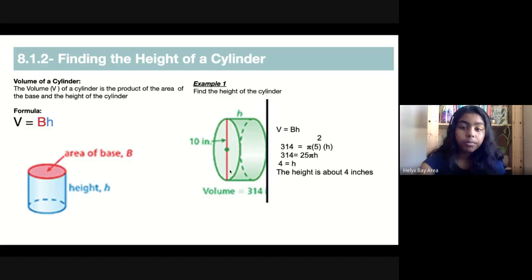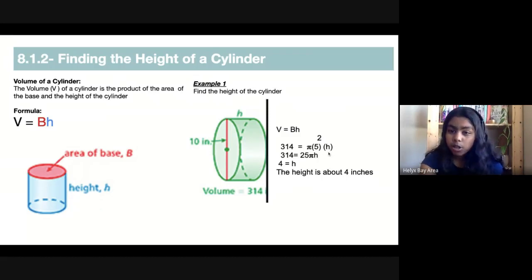So if the diameter is 10, then the radius is divided by 2. So 2 times radius would equal diameter. So using that information, we can go ahead and divide 10 by 2, and we find out that this part is 5 and this part is 5. That means the radius is 5. We're going to substitute the radius into our equation as well, and then we're left with 314, the volume, equals pi times 5 squared times h.